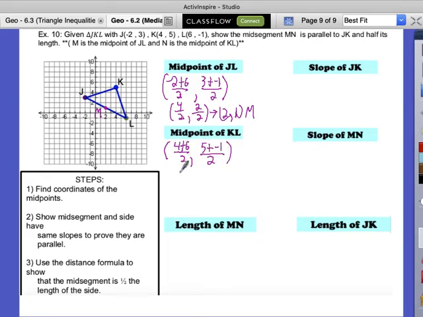So now we have 4 plus 6 is 10 divided by 2. 5 plus negative 1 is 4 divided by 2. Okay, we're at the very end of 6.2. We're at the very end of 6.2 in our notes.